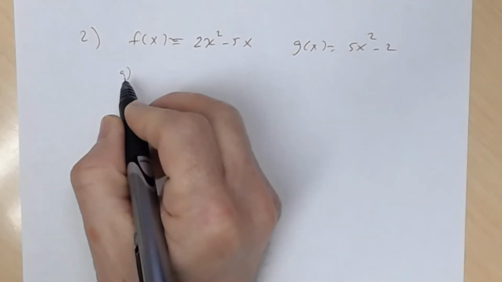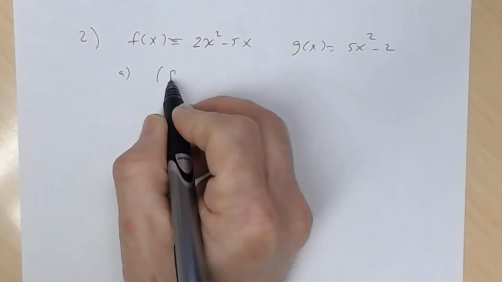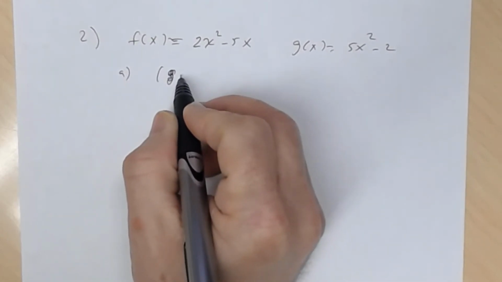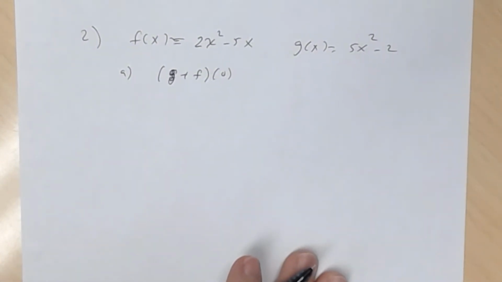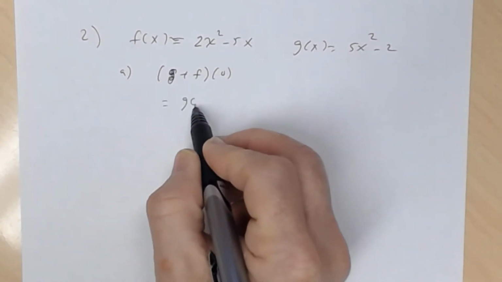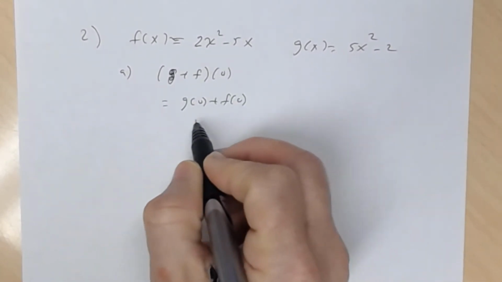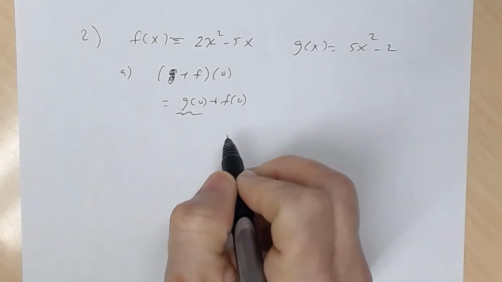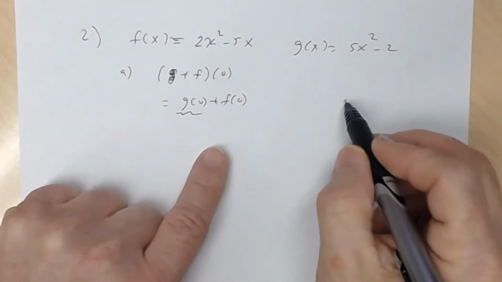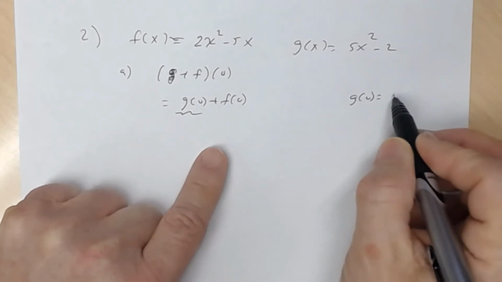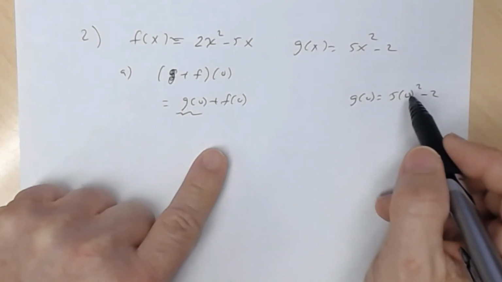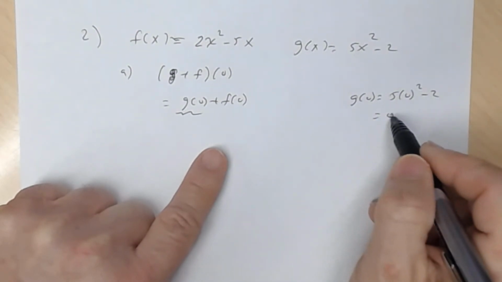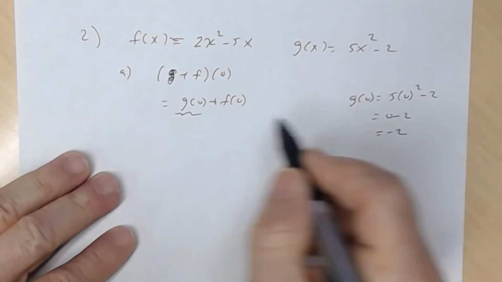So in part A, you want to find g plus f at 0, let's say. All right, well, remember by definition that means g of 0 plus f of 0. Okay, so we got to find g of 0 first. So let's go to my function g and find g of 0. Well, g of 0 will be 5 times 0 squared minus 2. Well, 0 squared is 0. 0 times 5 is 0. And 0 minus 2 is a negative 2. That goes here.